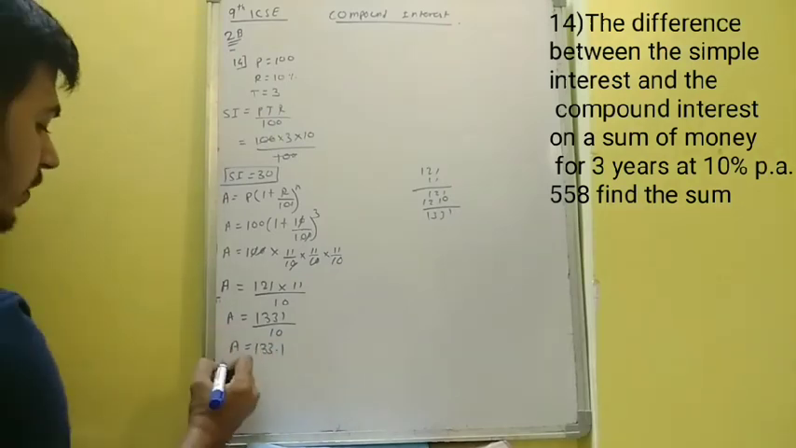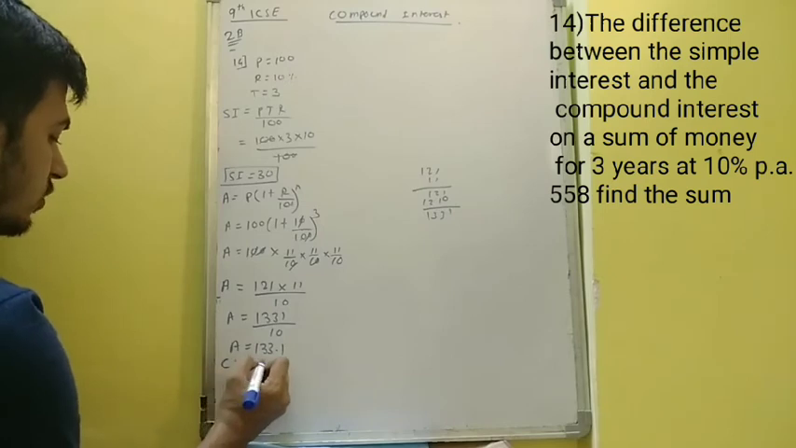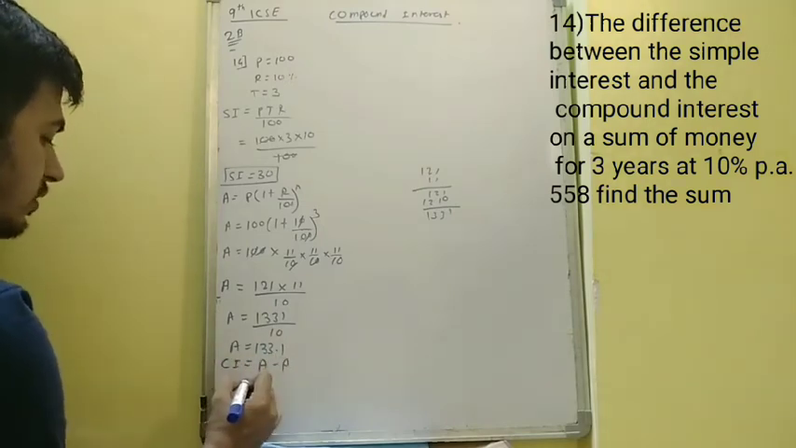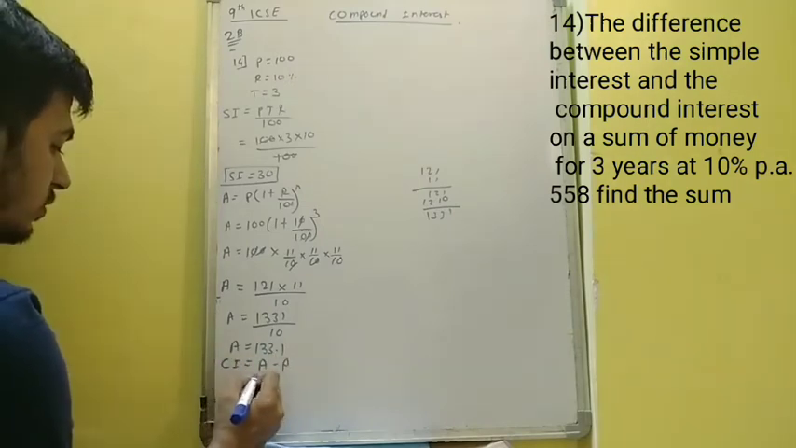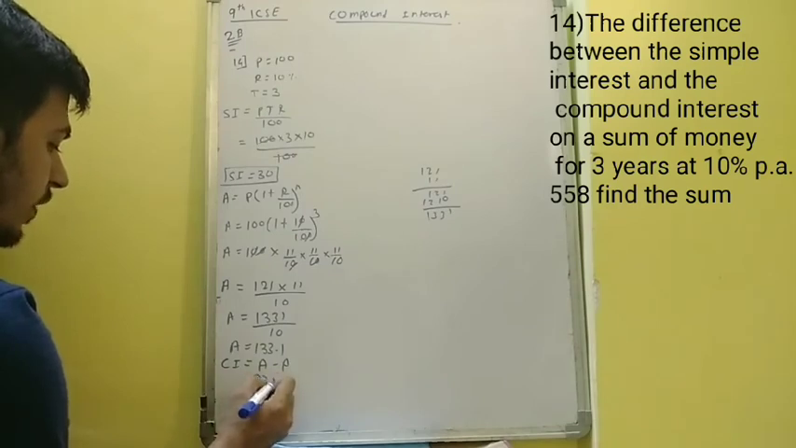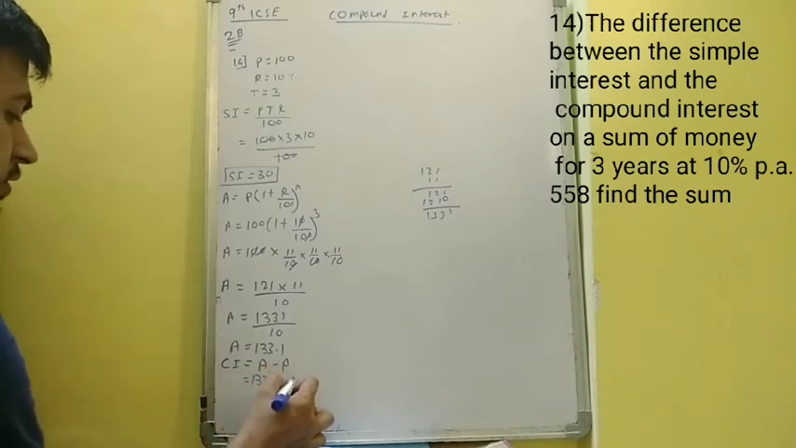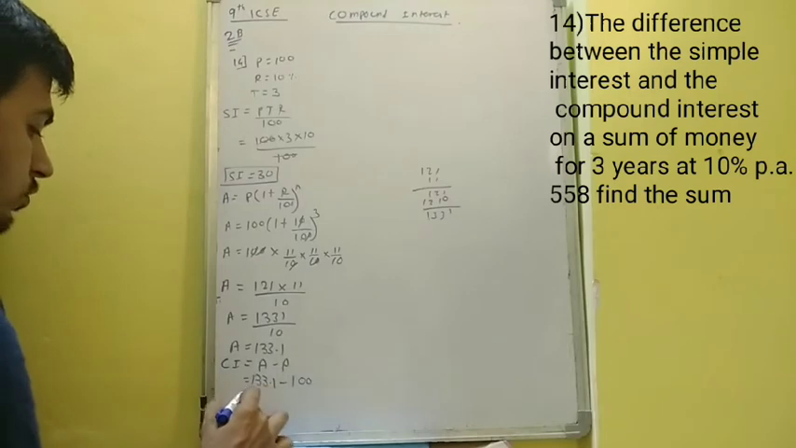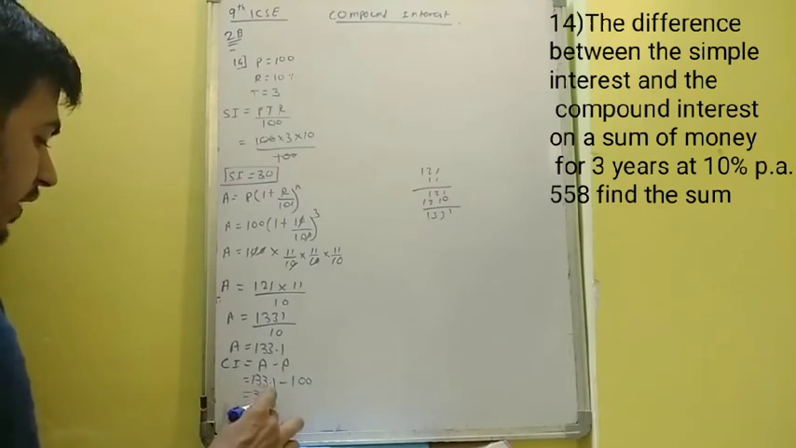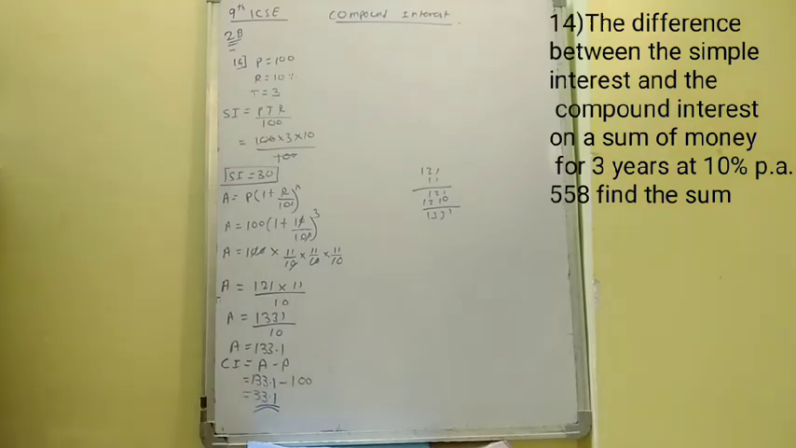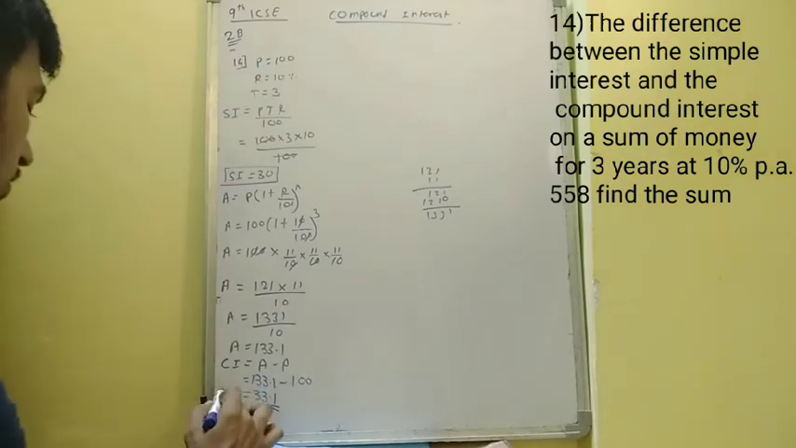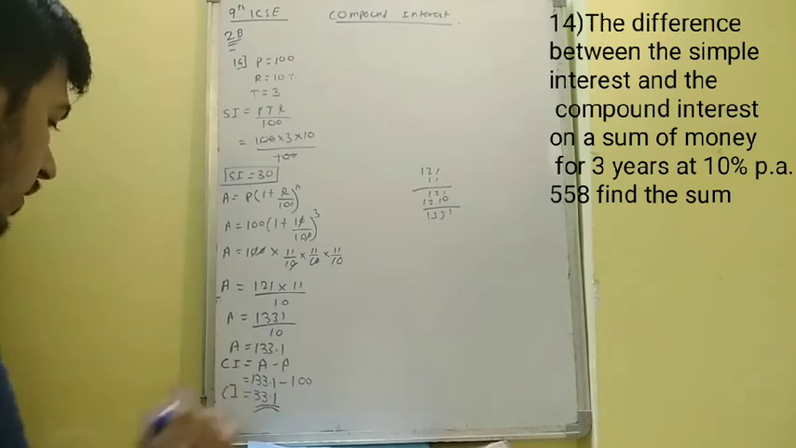We want the compound interest. So compound interest is equal to amount minus principal. Amount is 133.1 minus principal was 100. So the difference is 33.1. Sorry, this is the compound interest.